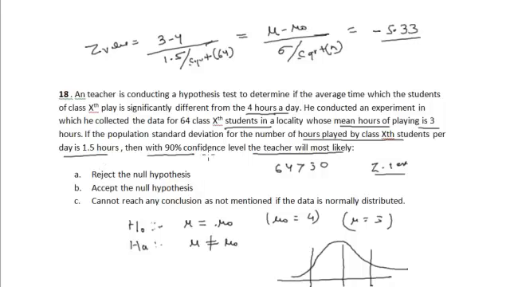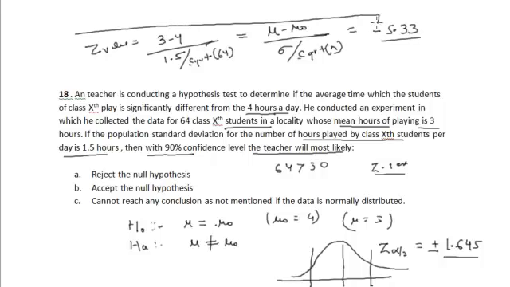Now for the 90% confidence level, since it is a two-tailed test, the critical value of alpha, that is Z alpha by 2, will be equal to plus minus 1.645. And since the Z value lies beyond this Z critical value, that is somewhere over here, the null hypothesis is rejected. So we reject the null hypothesis. So option A is the correct option.